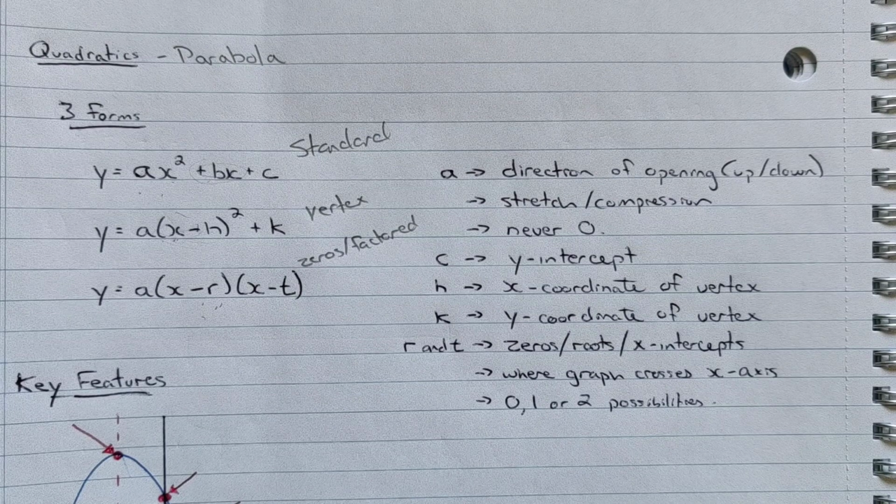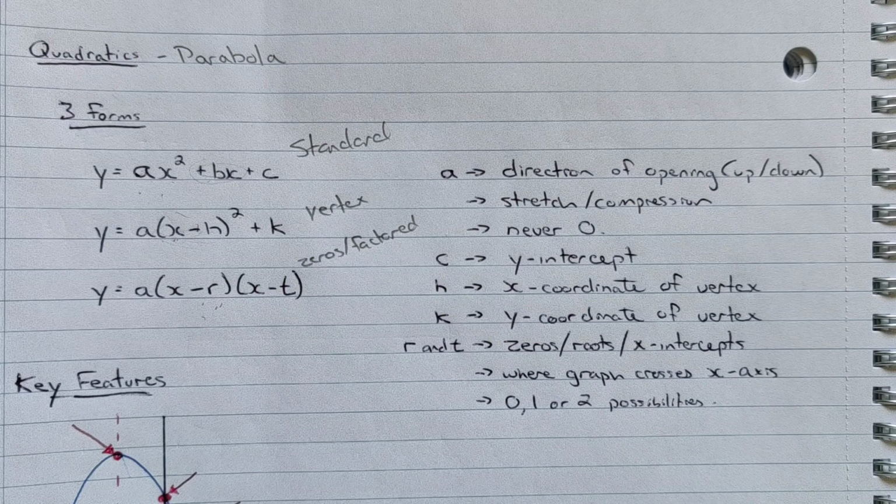Key things. a always means the direction of opening, whether the graph opens up or down. Positive, it opens up. Negative, it opens down. Stretch and compression: if the a value is greater than 1, when we ignore the negative or positive sign in front of it and just look at the absolute value of a, the distance from 0, then it's a stretch. Greater than 1, it's a stretch. If it's between 0 and 1, if it's 1/2, if it's negative 1/4, that means we're compressing the graph. That graph is going to get fatter and wider.